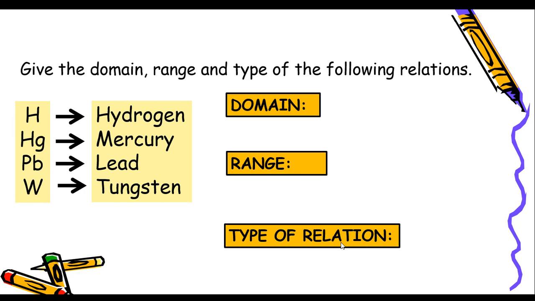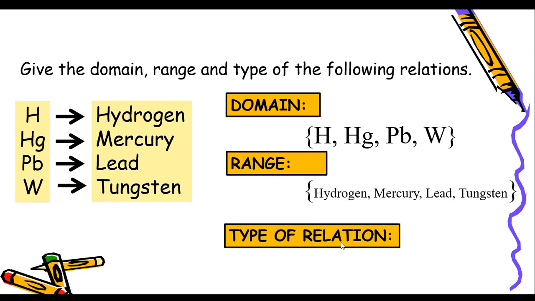So if we're going to determine the domain here, we can say that the domain is H, Hg, Pb, and W, while the range is hydrogen, mercury, lead, and tungsten. While for the type of relation, it is very obvious that each symbol is paired with one element in the range. Therefore, we can say that the type of relation here is a one-to-one relation.